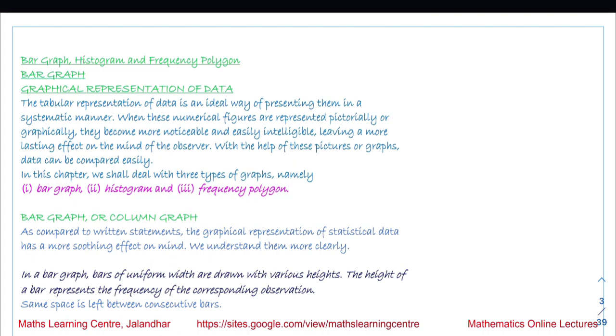So the first thing we are going to do is the bar graph, or the column graph. If we look at the definition of a bar graph, we are saying that bars of uniform width are drawn with various heights, and the height of the bar represents the frequency of the corresponding observation, and the same space is left between the consecutive bars. So we will see with an example what a bar graph is.